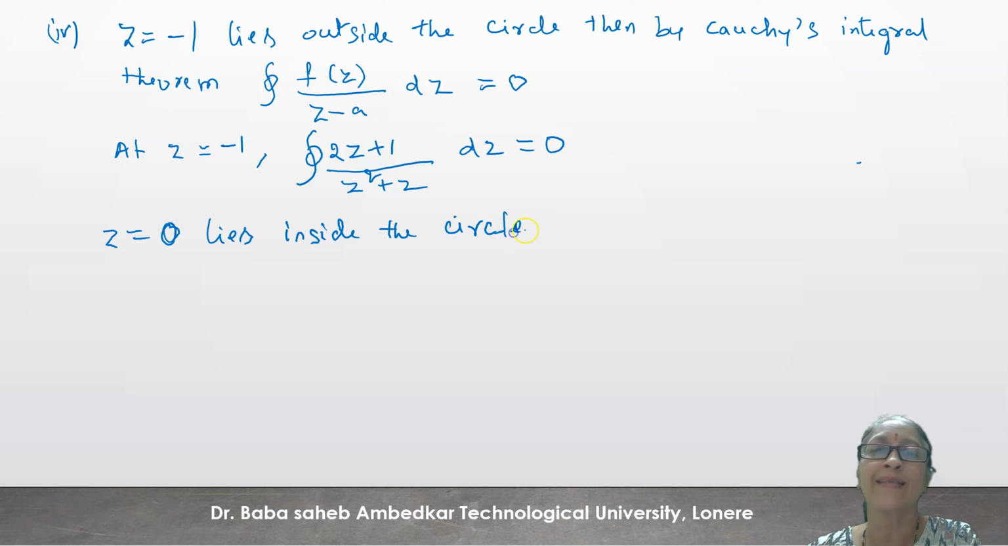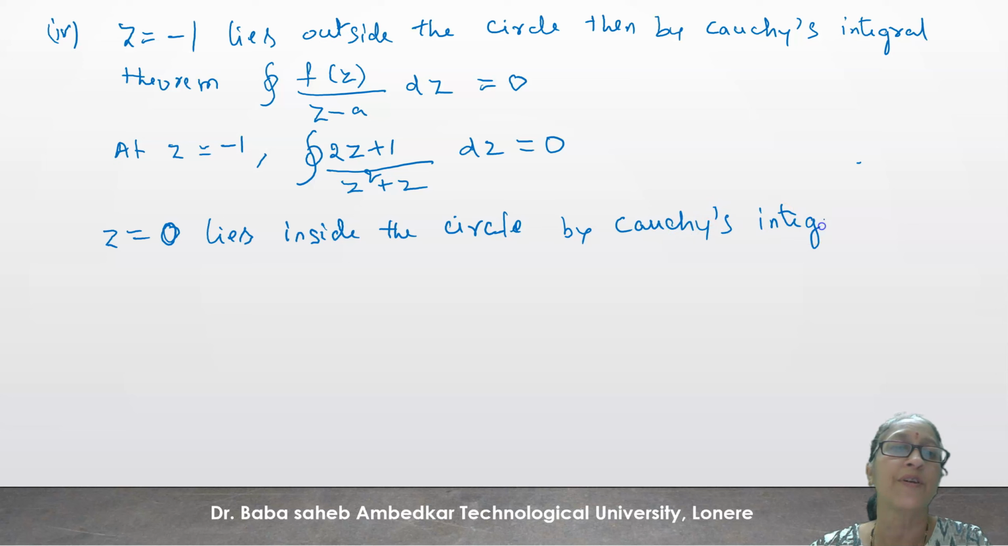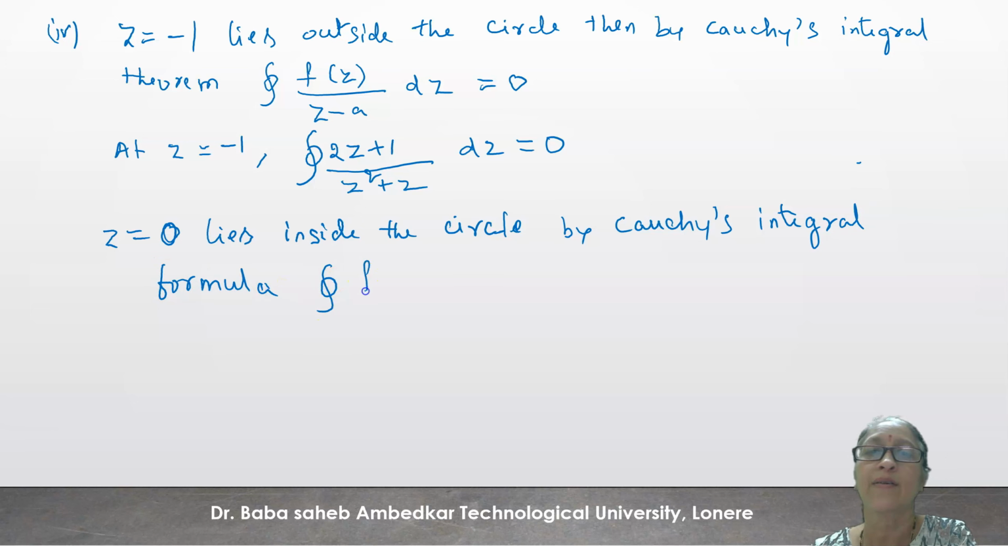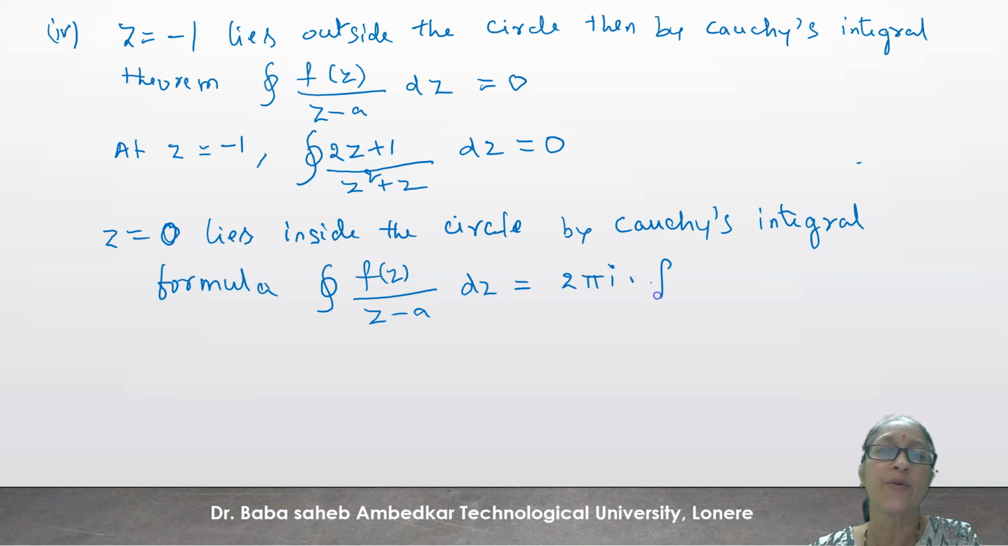If any point lies inside the circle, then we use Cauchy's integral formula. So by Cauchy's integral formula, what is that formula? Contour integral of f(z) by z minus a dz equals 2 pi i into f of a. We use this. What does f of a mean? F of a means the value of f(z) at z equal to a.